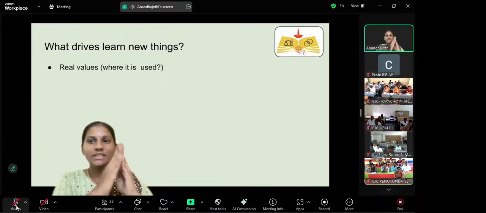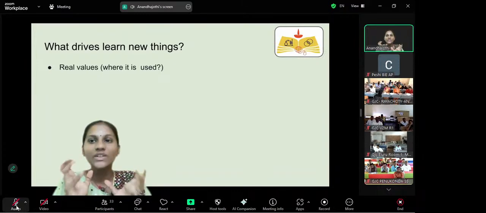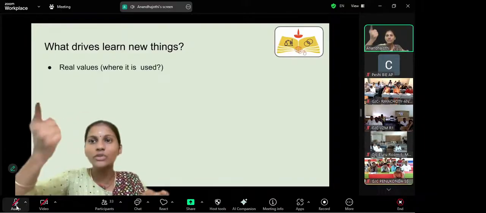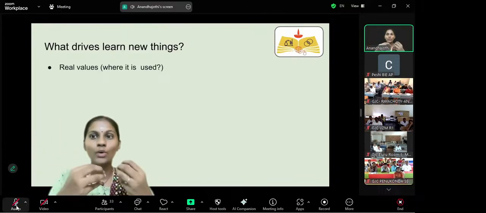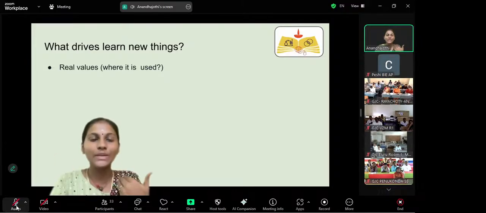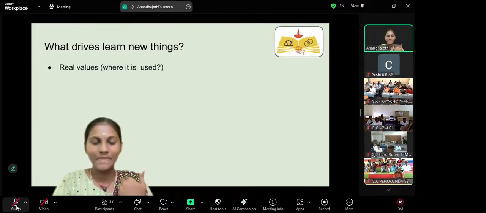Likewise, the key to learn new things is real values. Where it is used, how it is used, how it is useful to me. This will help the students get a curiosity to learn.